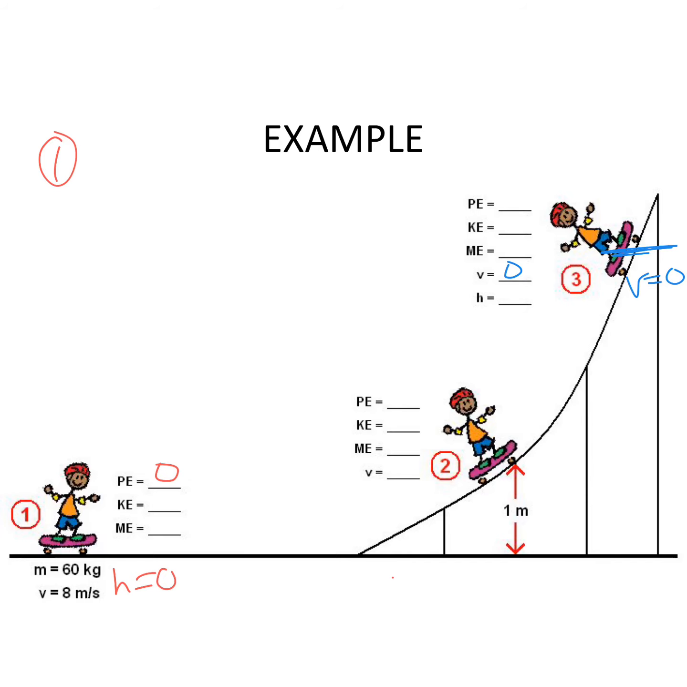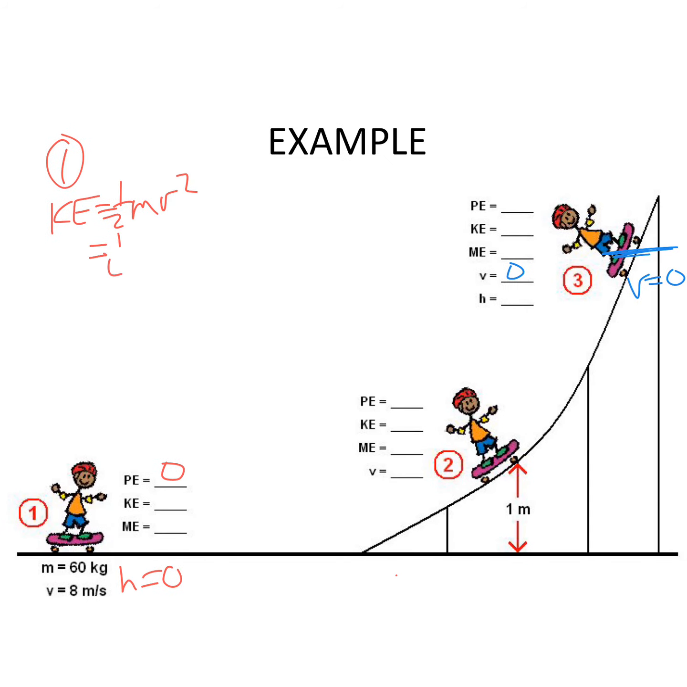Okay. What we can then calculate is my kinetic energy. That's 1/2 mv squared. And that's equal to 1/2 times 60 times 8 squared. Don't forget the squared, right? It's the main thing that people forget. So this is 30 times 64, which is 1,920 joules. So that's my kinetic energy, 1,920.